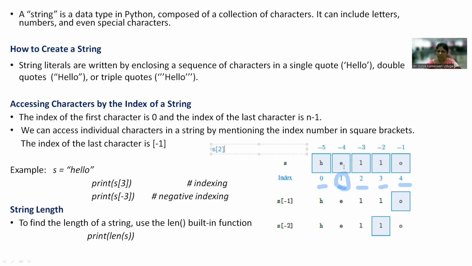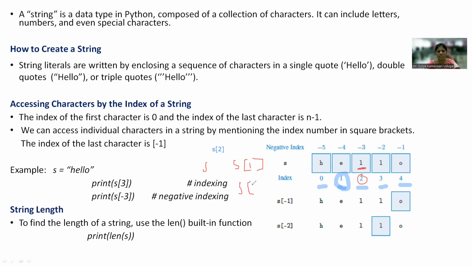Similarly, if you take this L, its index number is 2. So how to access it? The variable name is s, s of 2, and within the brackets we write the 2. E means s of 1. Similarly, O means s of 4.